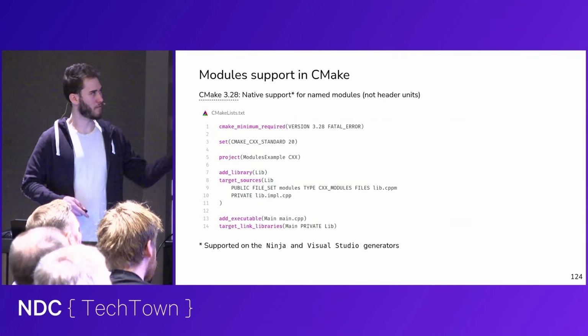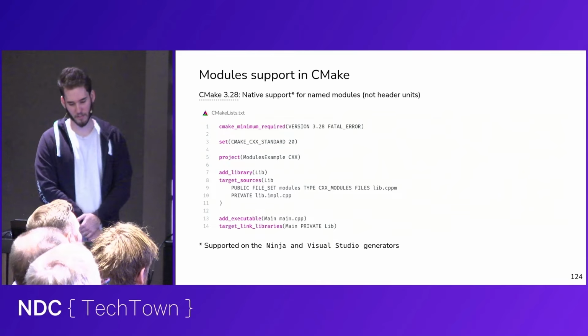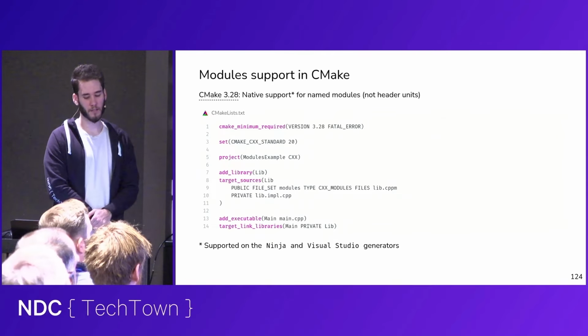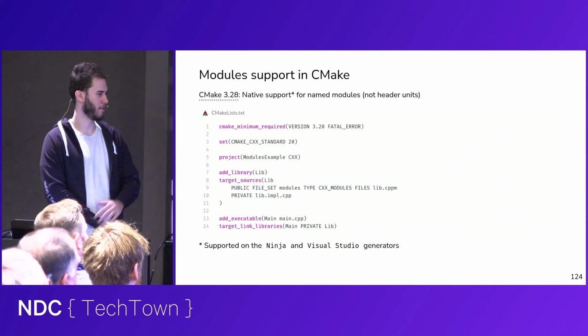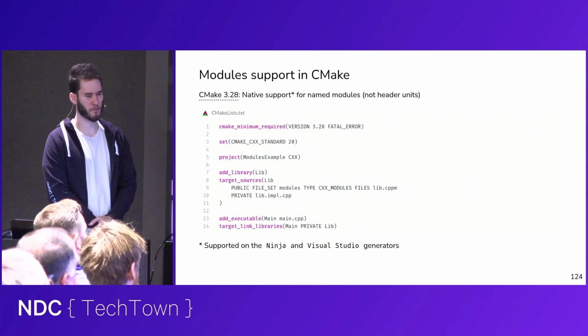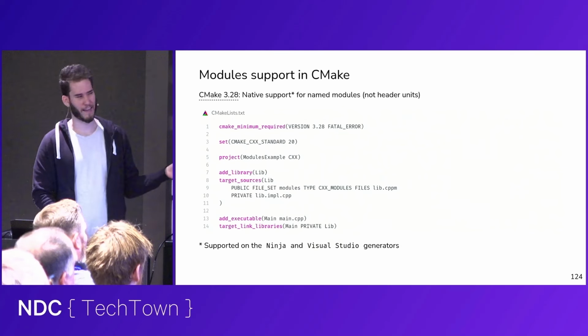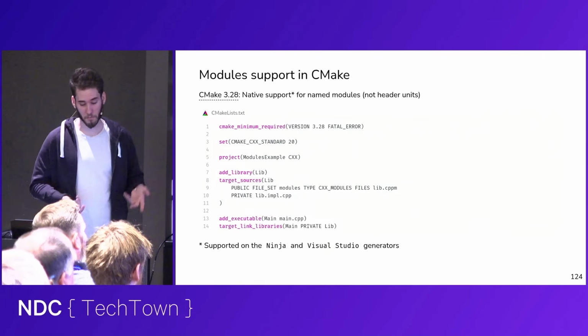And you can do that, for example, in CMake by doing something like this. In CMake 3.28, you have native support for named modules. Just a note, this is basically only supported on Ninja and Visual Studio, so RIP makefiles. And also, they don't really support header units, but they do support named modules.